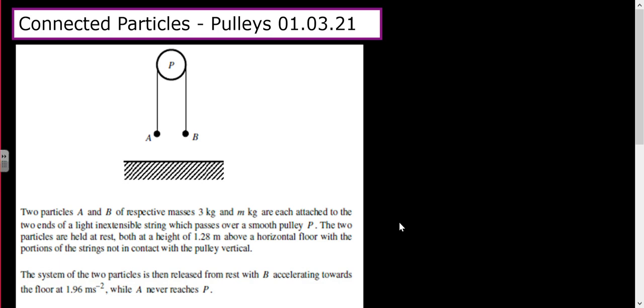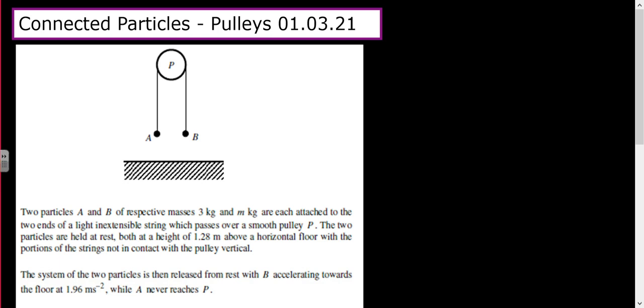We have a smooth pulley, meaning there's no friction at the pulley. You won't be asked to deal with friction at the pulley, so it'll always be a smooth pulley for your A-level course. The two particles are held at rest, and they're both 1.28 meters above a horizontal floor, and the portions of the strings not in contact with the pulley are vertical, which is, again, pretty standard for a pulley question for the A-level. The system, which is the whole thing, the A, the B, the pulley, is called a system. It will be released from rest with B accelerating towards the floor at 1.9 meters per second squared, and A will never touch P.